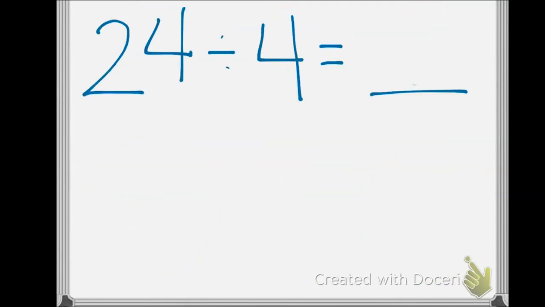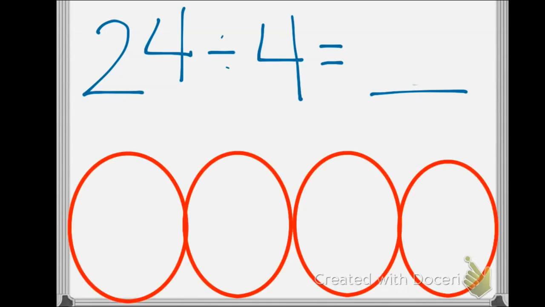Let's try another one. 24 divided by 4. Remember, the dividend tells us how many objects there are, and the divisor tells us how many groups to make. So, we have 24 objects, and now we want to split them into 4 equal groups. I have drawn my 4 groups. I am going to place one object or tally mark in each group until I get to 24.